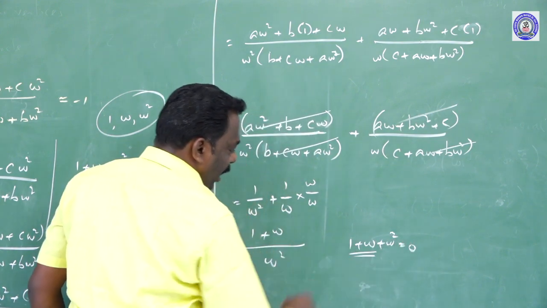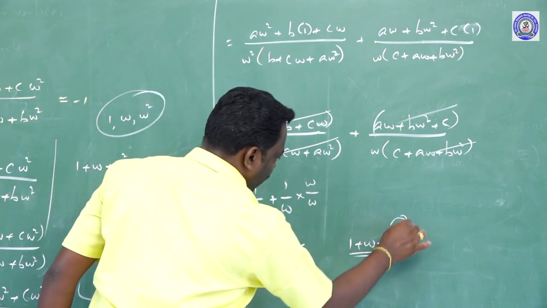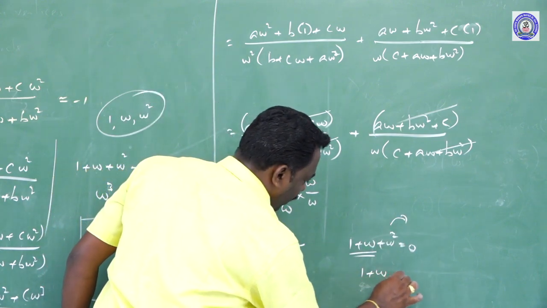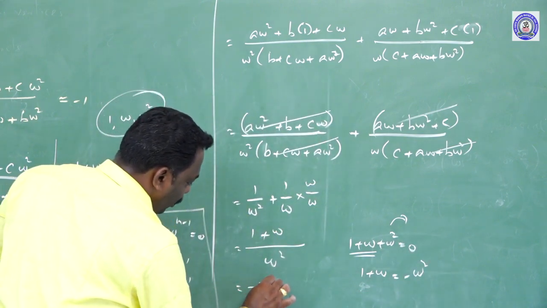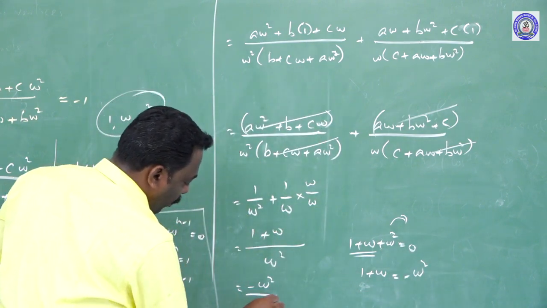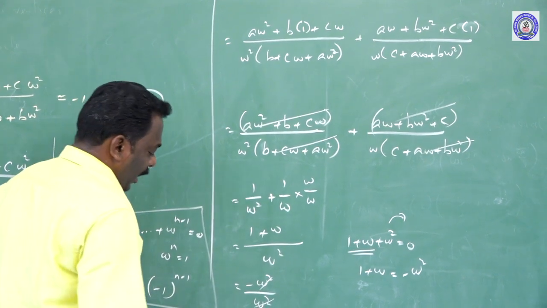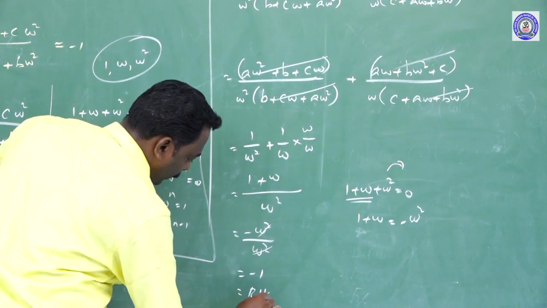If you need this value of 1 plus omega, transfer the side: 1 plus omega is equal to minus omega square. Therefore the numerator we can write as minus omega square by omega square, both cancel, that is equal to minus 1, that is our RHS.